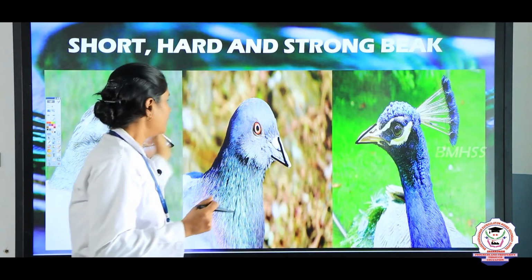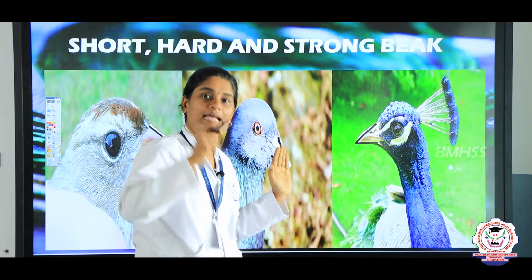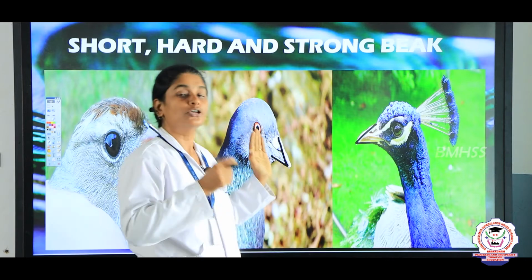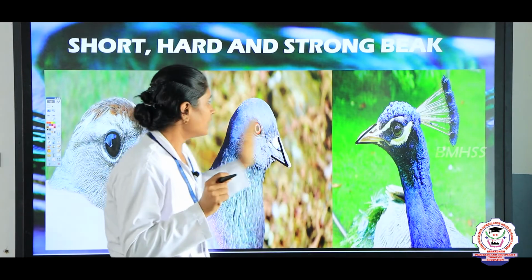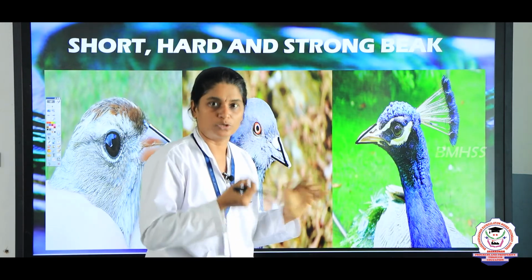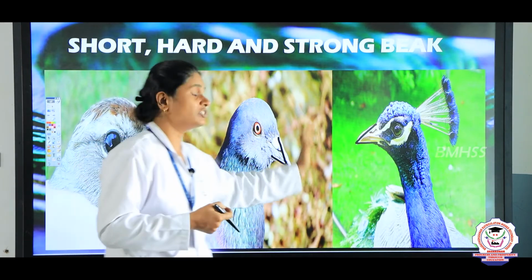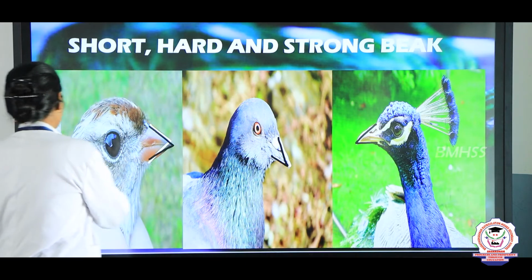Why? Because the peacock, pigeon and sparrow eat nuts and seeds. They break the seeds, they eat the nuts, right? So the beaks will be very strong, hard and short. And also you can see peacocks eat worms also, right? So they eat worms also. So they have a very strong, hard and short beak. Now let's see some other birds.